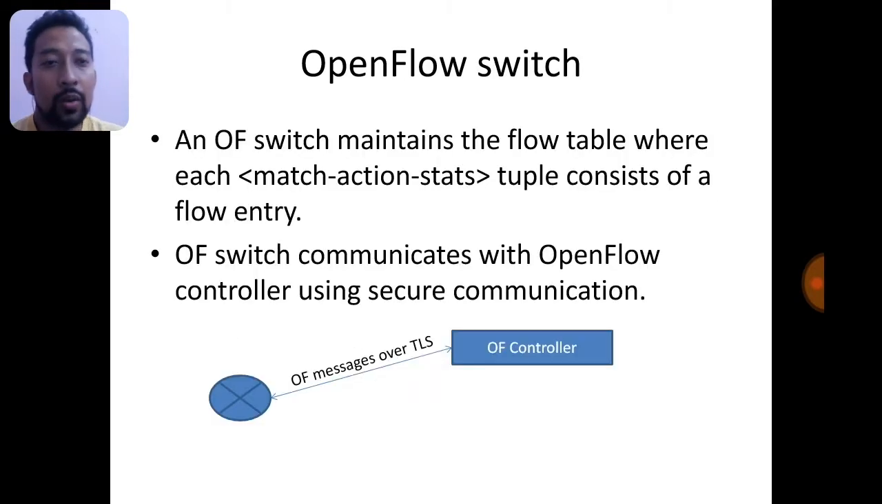So how does an OpenFlow switch communicate to the OpenFlow controller? As I said, the switch having the memory should be controlled by a particular network operating system. We can term it as the OpenFlow controller. The OpenFlow controller communicates to the OpenFlow switch using OpenFlow messages that are encrypted by transport layer security like TLS, and SSL can also be used. So the channel between the OpenFlow controller and the switch is basically a secure channel.